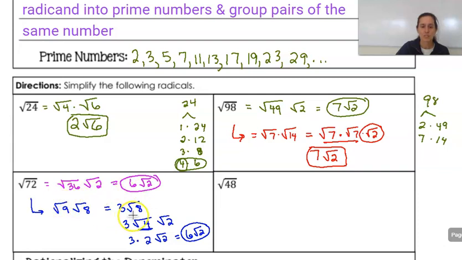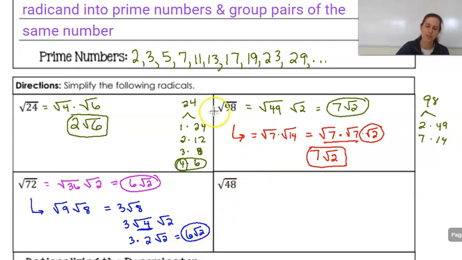Square root of 9 is 3, but then radical 8 still has some factors, so you have to think about prime factorization. Break the 8 down into 4 and 2. So then we have square root of 4 is equal to 2. So then 3 times 2 is 6 times the radical 2 that's left over. And then you'd still end up with 6 radical 2.